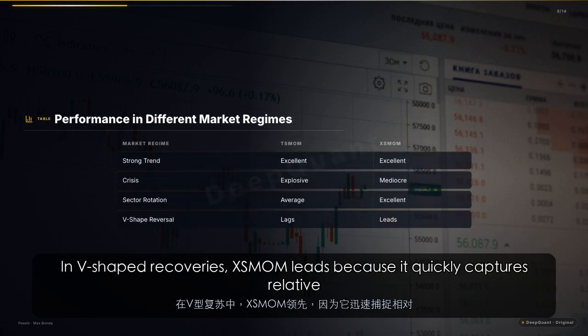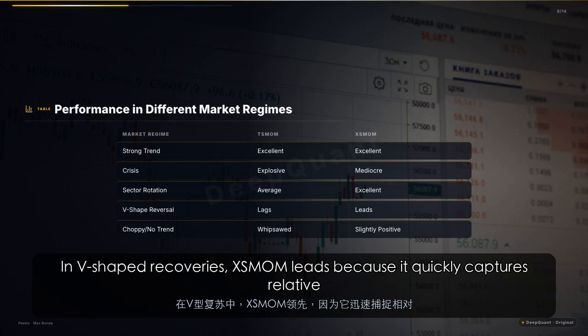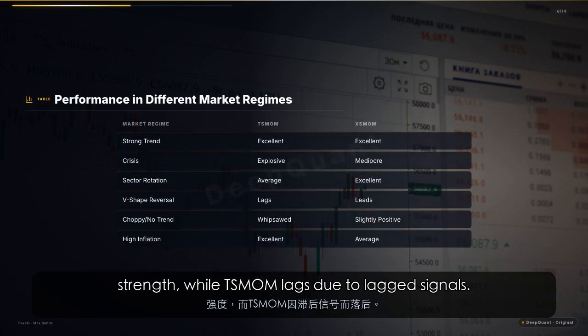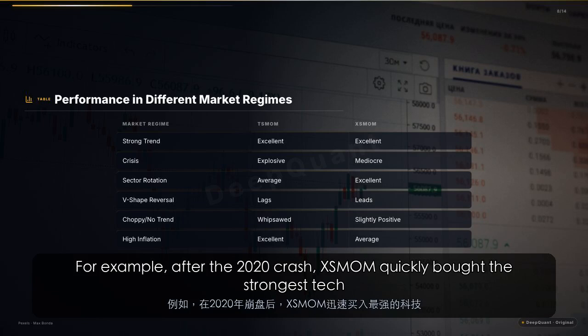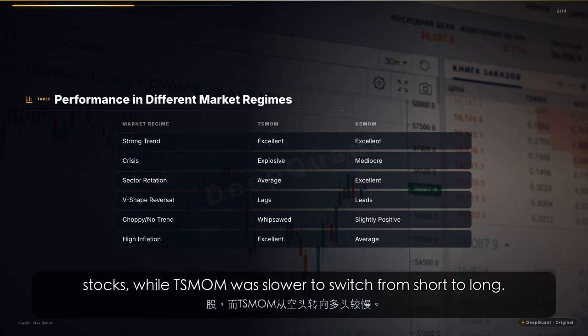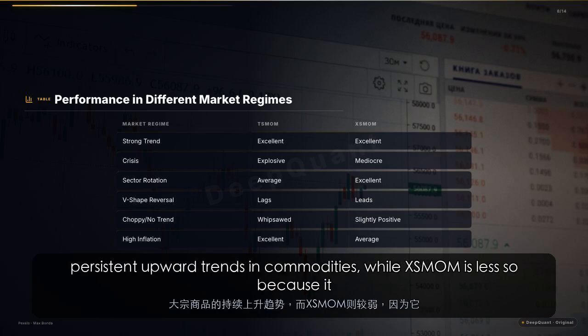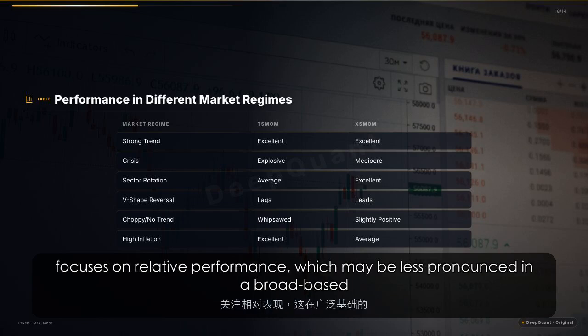small relative gains. In V-shaped recoveries, XSMOM leads because it quickly captures relative strength, while TSMOM lags due to lagged signals. For example, after the 2020 crash, XSMOM quickly bought the strongest tech stocks, while TSMOM was slower to switch from short to long. In high-inflation commodity supercycles, TSMOM is strong, as it captures the persistent upward trends in commodities, while XSMOM is less so because it focuses on relative performance, which may be less pronounced in a broad-based rally.